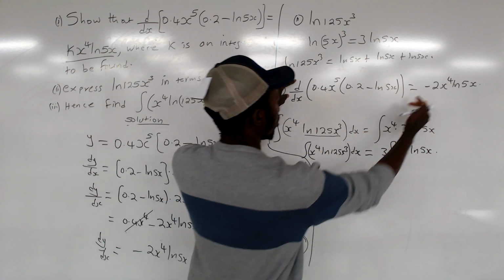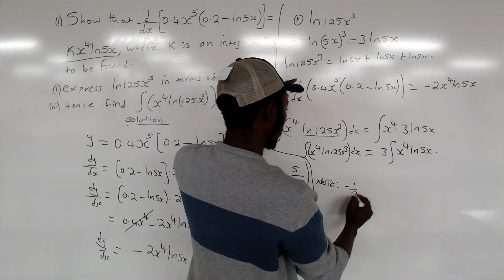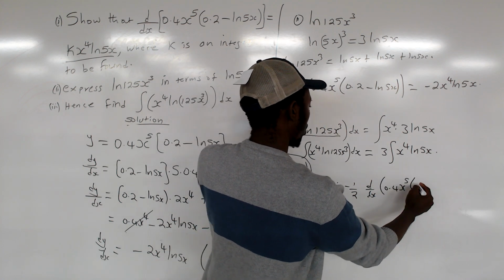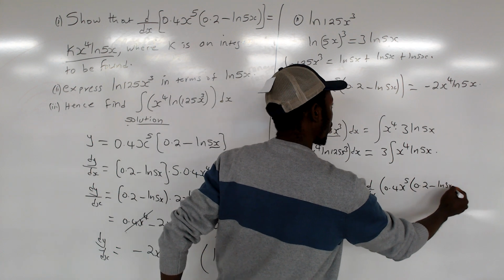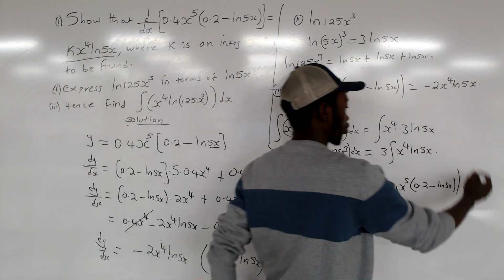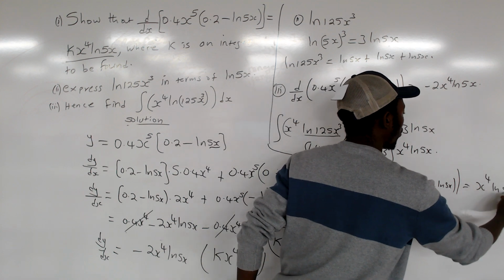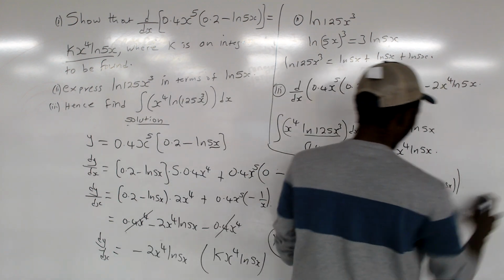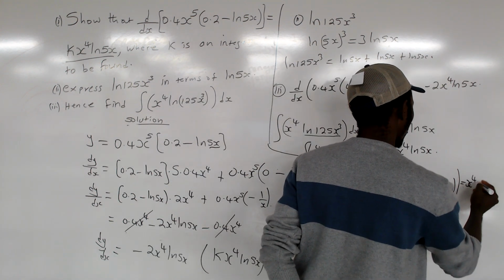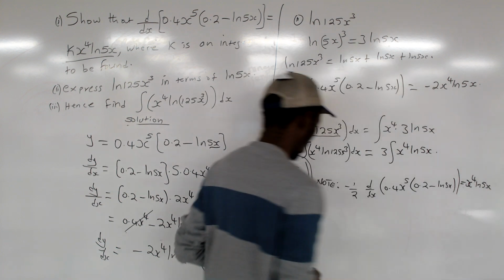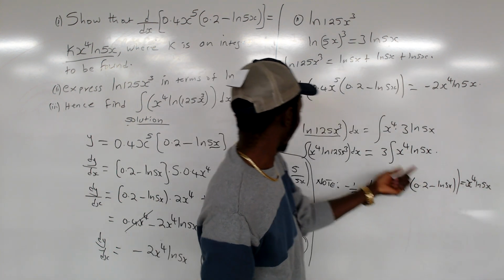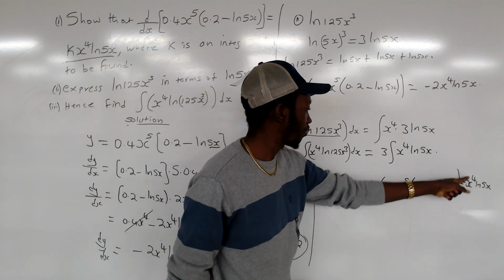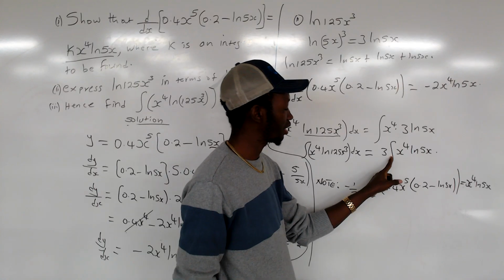We have this value. If we divide by minus 2, you're going to have minus half the derivative of d over dx into 0.4 x over 5 into 0.2 minus ln 5x equals, when you divide by minus 2, it's cancelled, it remains x^4 ln 5x. So this is what we have. But x to the power 4 ln 5x is what is given here. So definitely this integral, when we move backward, is going to be the integral of this.